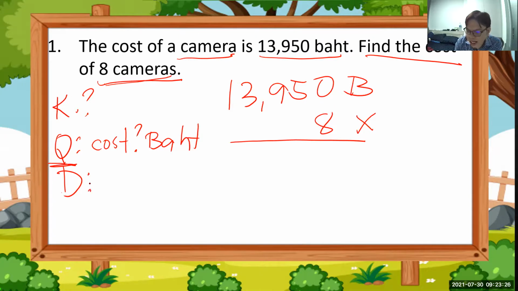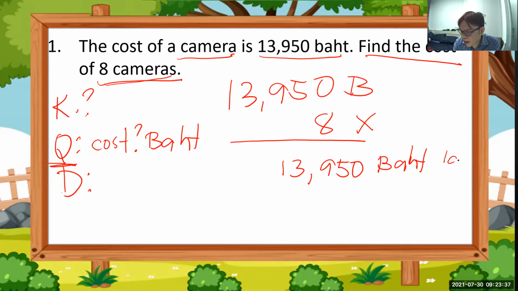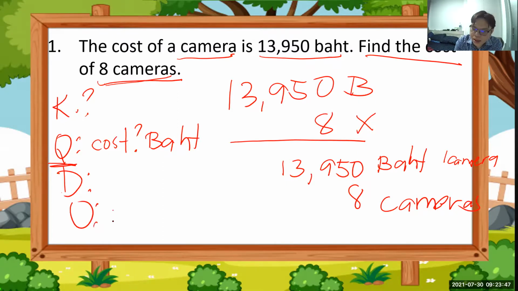Now, what are the data? You have there 13,950 baht for 1 camera. And you have 8 cameras. So the operation should be multiplication.